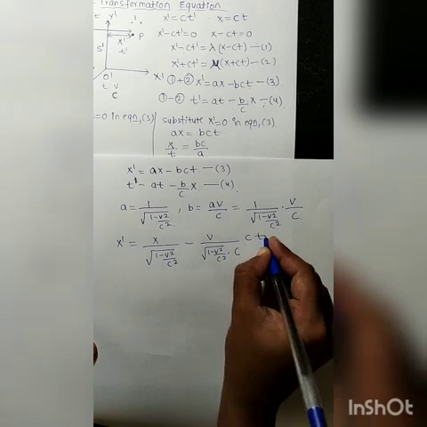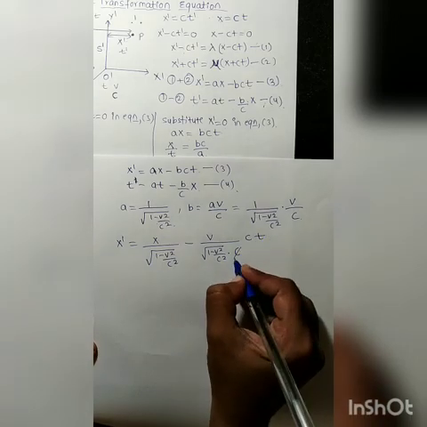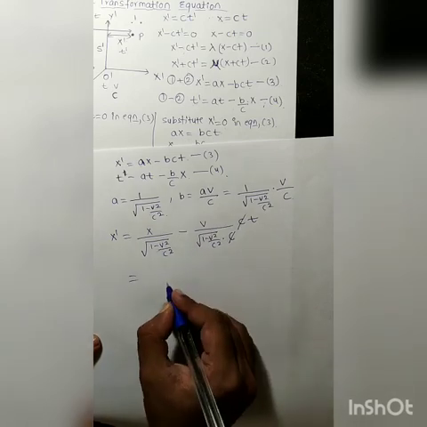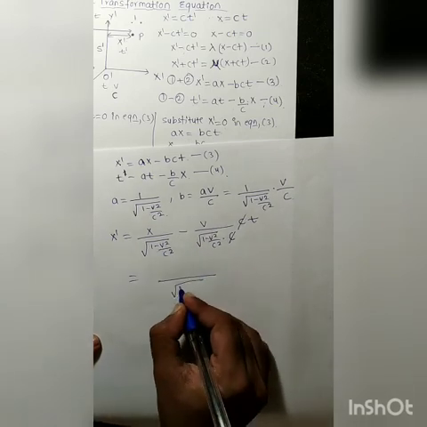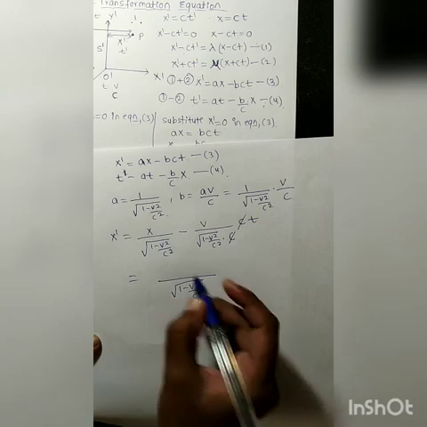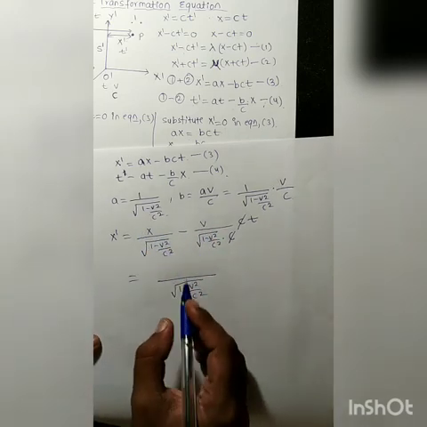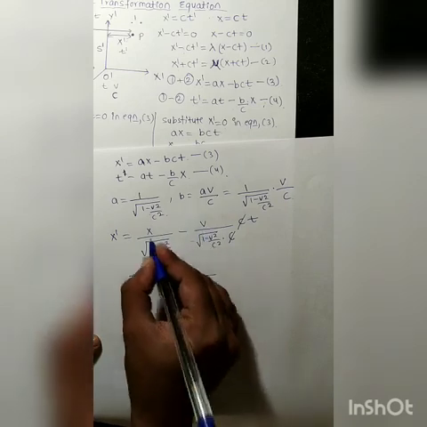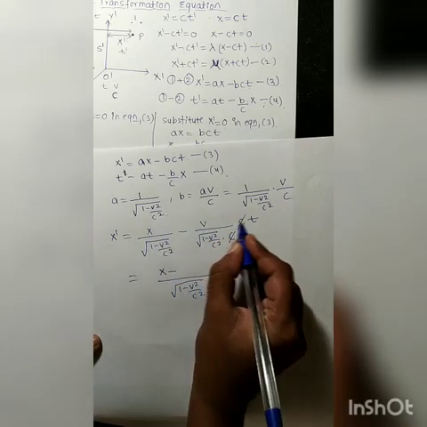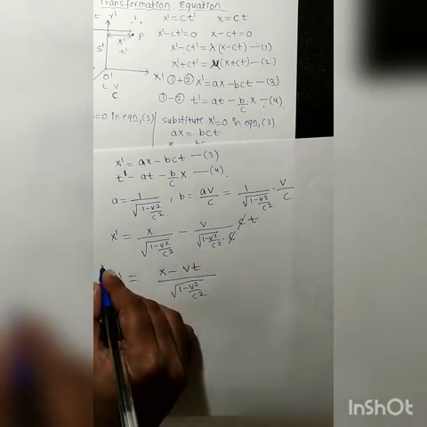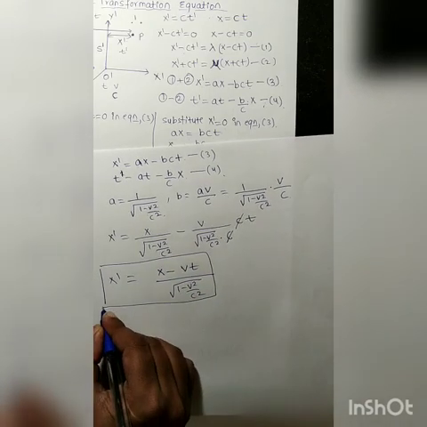So I will write this as c into t. So c gets cancelled here, and this is equal to, as the numerator is the same, divided by the square root of 1 minus v square by c square. In the numerator, the denominator is the same, so I wrote it as it is, and the numerator becomes x minus v into t. So this is the x dash value, that is the first Lorentz transformation equation we call.